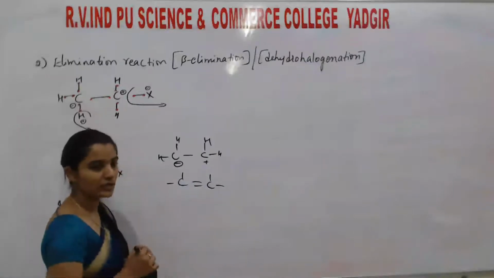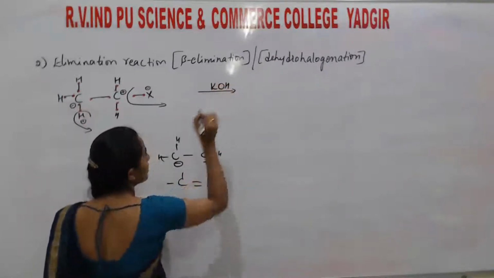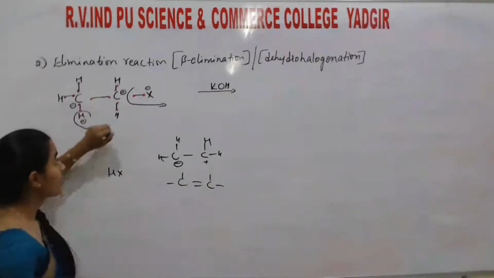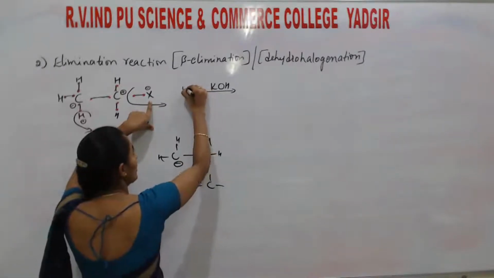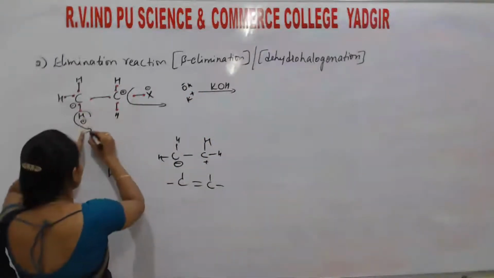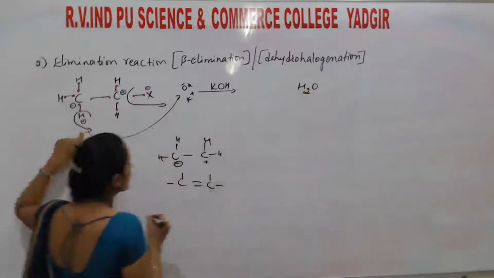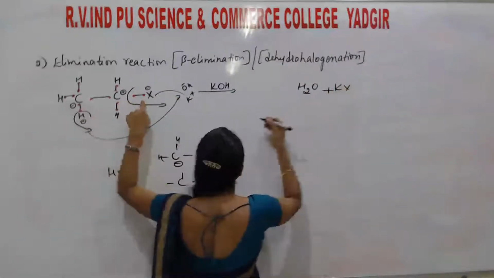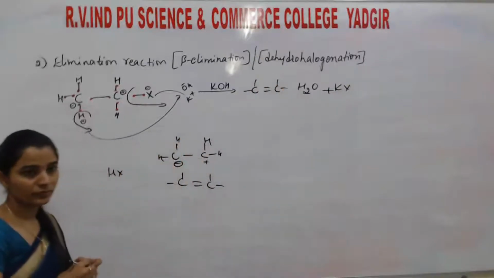The reaction actually takes place in the presence of KOH or NaOH. Here what happens? This hydrogen doesn't directly combine with this H plus. If KOH is there, OH minus is there, K plus is there. This hydrogen combines with this OH to form H2O. This X combines with this K plus to form KX. The remaining is CH double bond CH2.